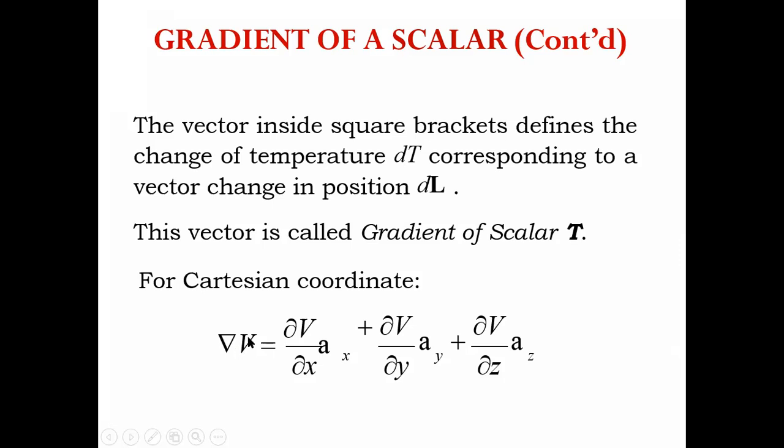Only we are writing grad of V. This V is a scalar. So del V upon del x, Ax. Of course Ax, Ay, Az are there, so it will be a vector. So V is a scalar, but if you take its grad, it will be a vector. Am I clear? Yes, sir.